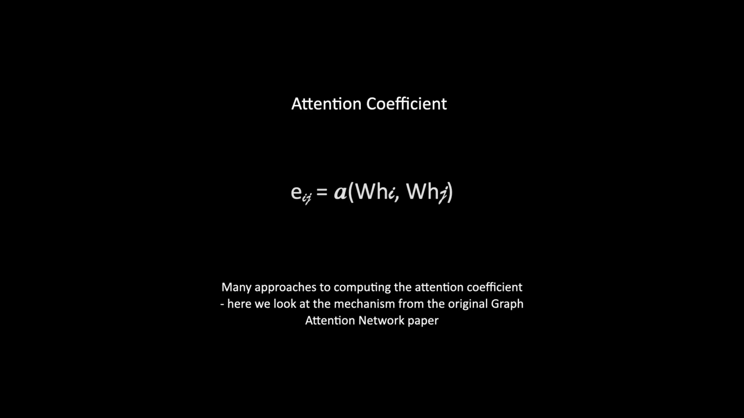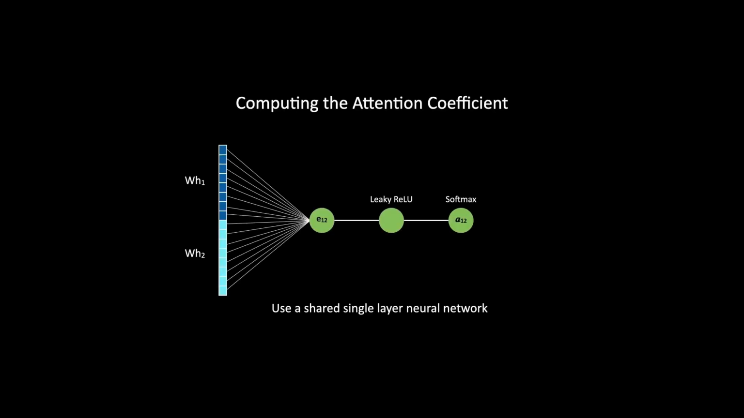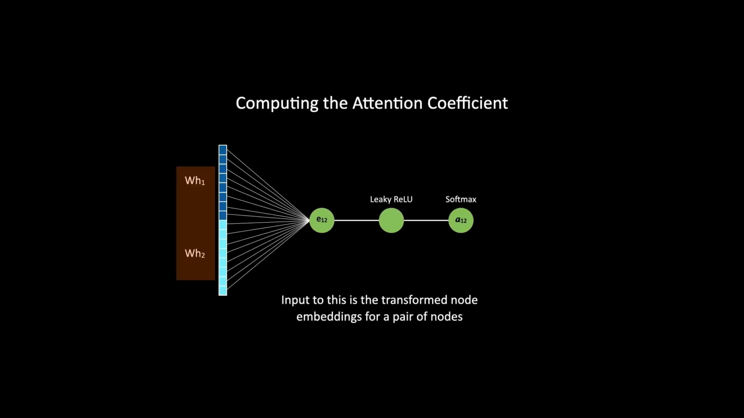It turns out there are many different approaches that you can use to compute the attention coefficient. So there are many ways to structure the attention mechanism. And the attention mechanism that we are going to study is from the original graph attention network paper. And here is a big picture overview of what the attention mechanism looks like. The attention mechanism uses a shared single-layer neural network, and these are the various components of that neural network.